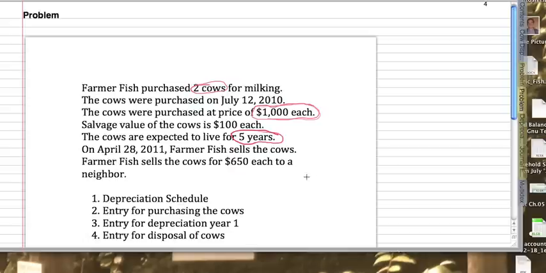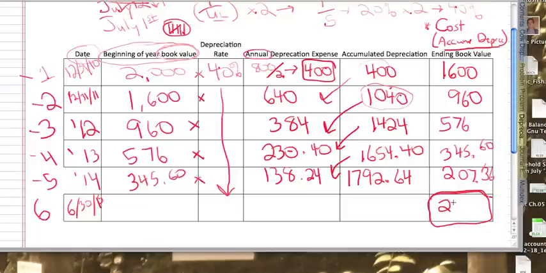What's the salvage value? If we go back to our problem, look at this. I said right here, the salvage value is $100 for each cow. 2 cows makes $200. So I'm not going to go past $200. And if you went through the math, you wouldn't end up with that, which would be incorrect. So it's easy in the sense that all we're doing is plugging this in here and finding out the difference between the 207.36 and the 200, and guess what? That's the amount of the depreciation in that final year, which makes our answer correct.